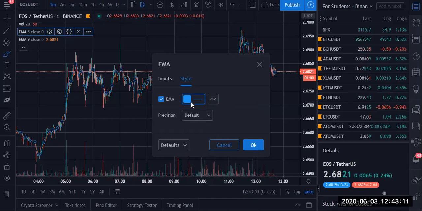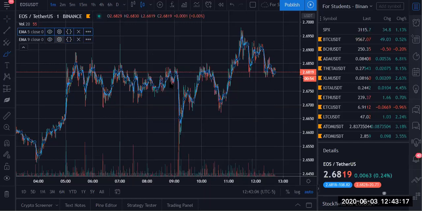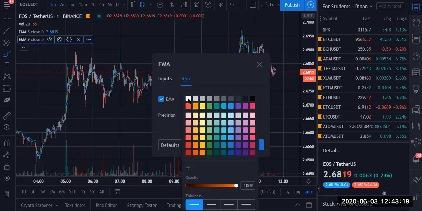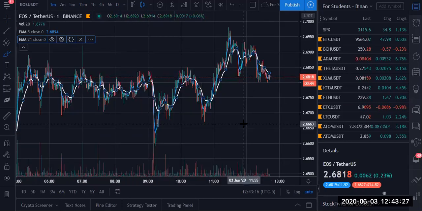The thickness, there we go. Make it a little bit thicker because that thin line is just stupid, in my opinion. Let's change this to white for this one. And this is 21. So the blue one is set to 5. This white one is set to 21.